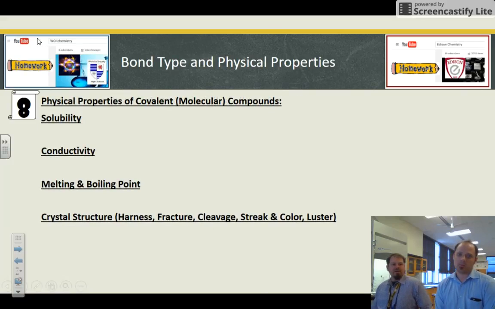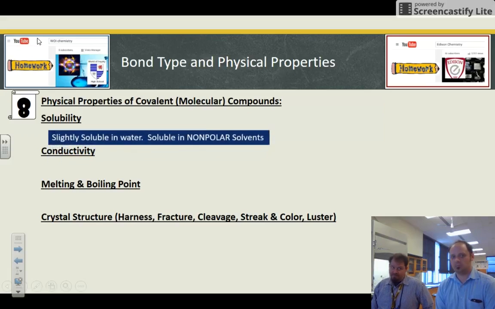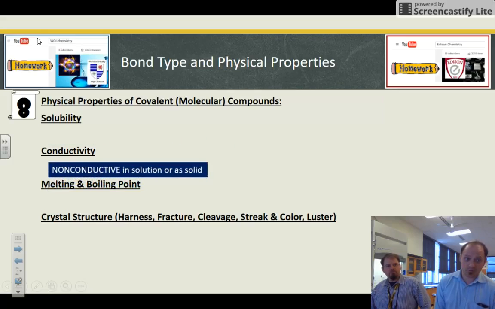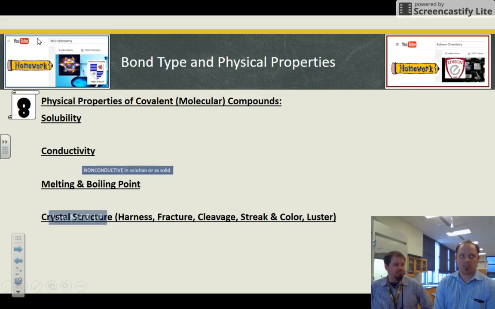Now we're going to move on to covalent. I know it looks the same. Keyword here in parentheses: molecular. That's a code word. If you hear molecular in a Regents question, that's saying covalent. Some are soluble, some are not, but generally speaking, all are slightly soluble in water and slightly non-polar solids. Non-conductive in a solution or as a solid. Neither ionics nor covalents can conduct as a solid. One can in a solution, one cannot.